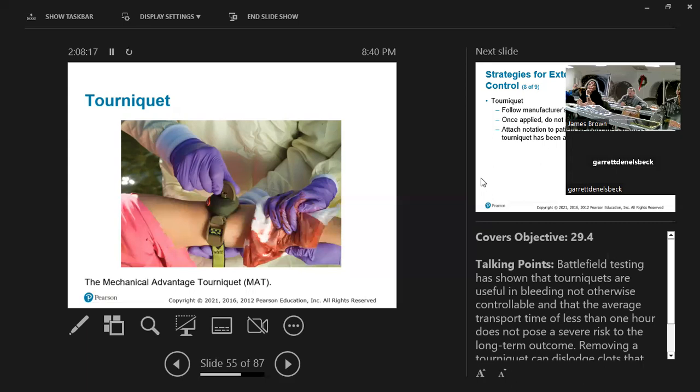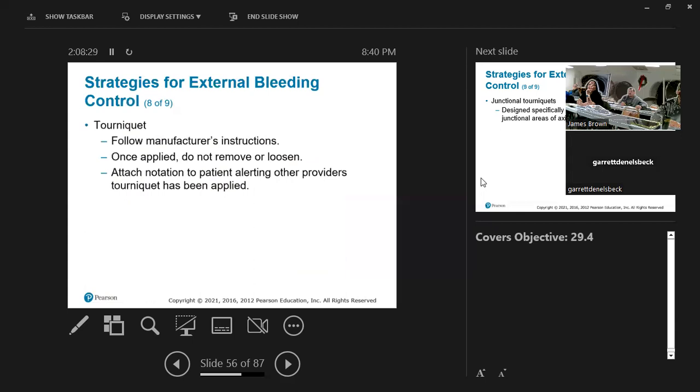Yep. So that's a picture of the mechanical advantage tourniquet. Again, great white buffalo. Never seen it in my life. All right. So obviously, follow the manufacturer's instructions for your purposes as an EMT. You're not to remove or loosen this stuff. And then make sure that your other providers know that a tourniquet's been applied, okay?